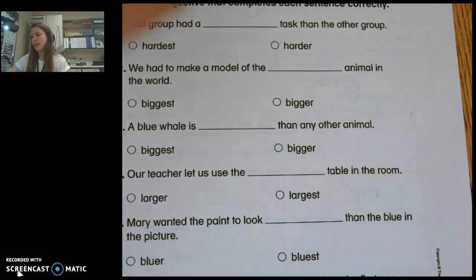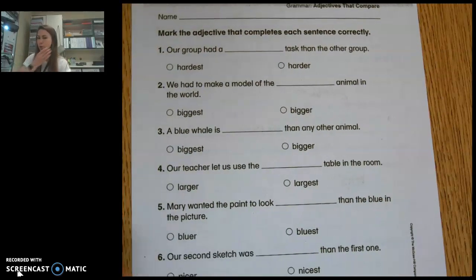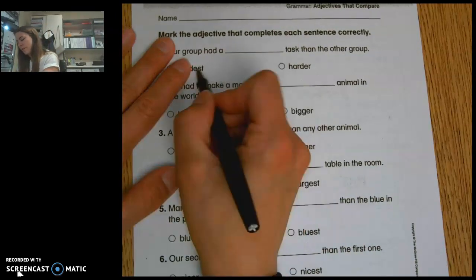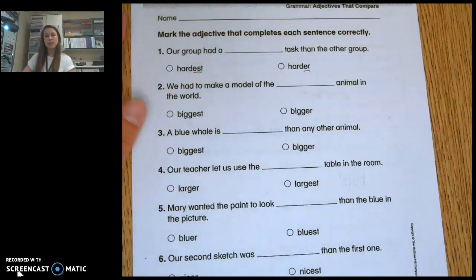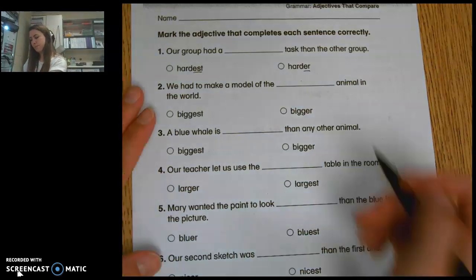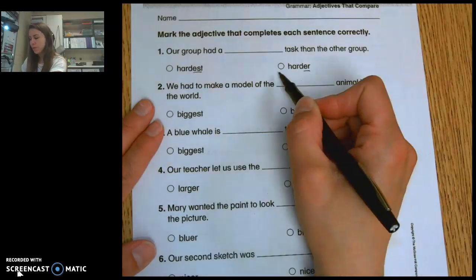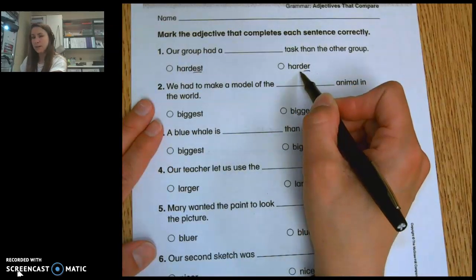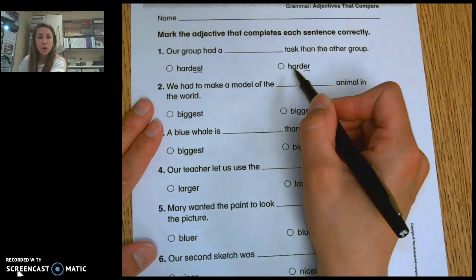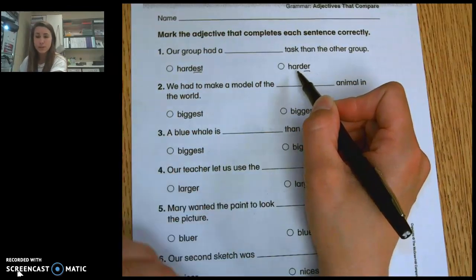As we go on to the next page on the back, you're going to be looking at these sentences and figuring out which word belongs in the blank. Now, you're going to have EST and ER endings in these adjectives. So you need to decide, are you comparing two things together? For example, maybe saying, the grammar page is harder than the word work page. I'm comparing two things, the grammar page and the word work page.